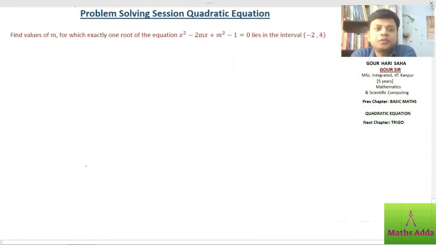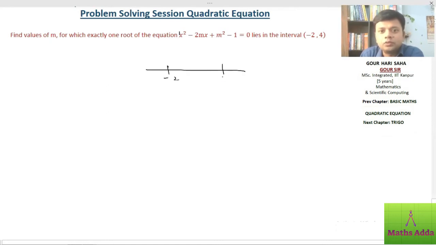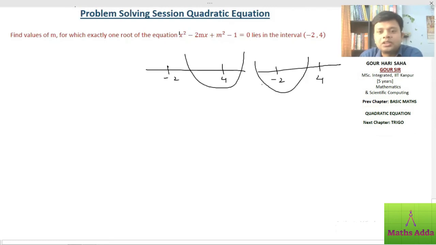So, next question is find values of m for which exactly one root of this lies in this interval. I have brought more questions from this location of roots because this is heavy. At the same time, more questions are asked from this part only. It says exactly one root lies between minus 2 to 4. And I can see here a is 1, so it is an upward opening graph. Can you plot them? It will be like this one, minus 2 to 4, so either like this one or like this one, right, and nothing else.